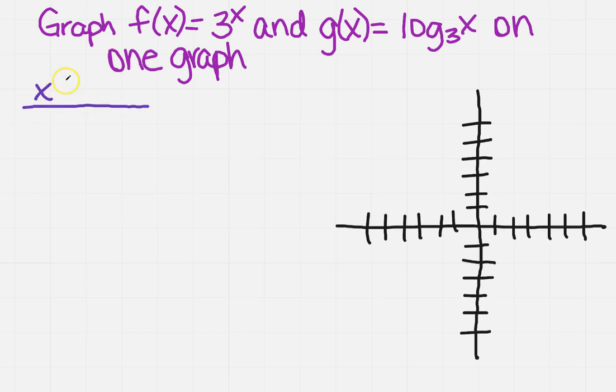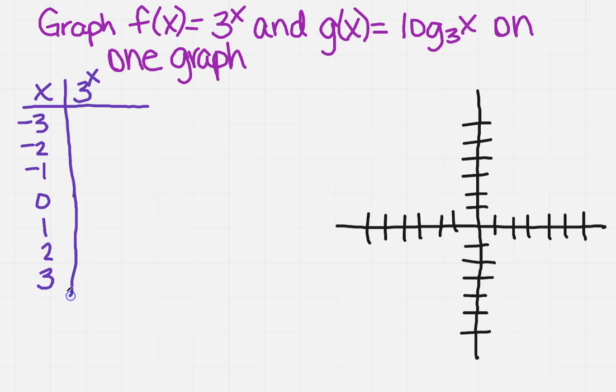So I'm going to have x, and I'm going to have 3 to the x. Remember, as kind of a rule, if you watch some of my other videos, I always go from -3 to +3. That's just kind of a preference. If you want to go from -2 to 2, please do that as well. So when I do this, remember, I'm raising 3 to this power. So this would be 3 to the -3.